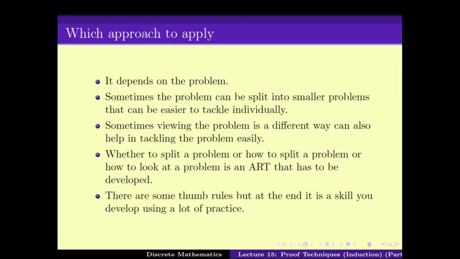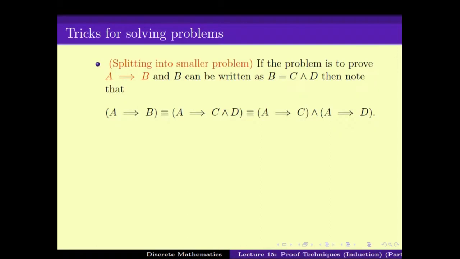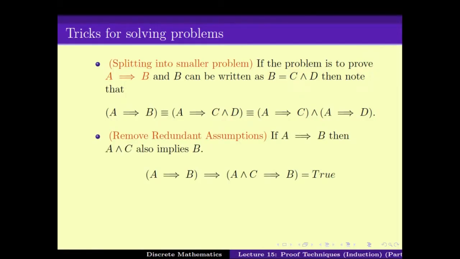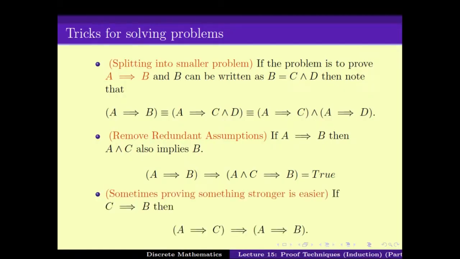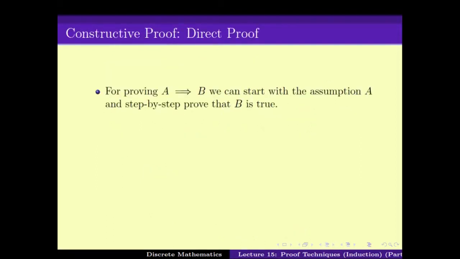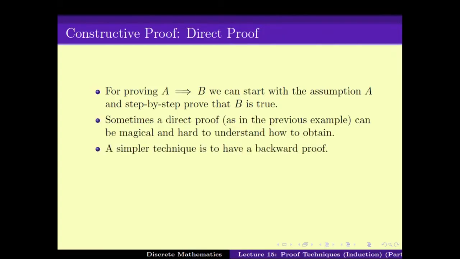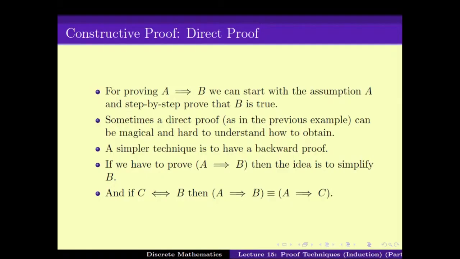Now, to quickly recap whatever things we have done till now, we saw some tricks of how to split the problem into smaller problems, depending on whether the B can be written as C and D, how to remove redundant assumptions, and thirdly, how to see that sometimes proving something harder or stronger can be easier. We also saw some proof techniques, namely we looked at the direct proof technique where one just works with A and then ends up proving B, or one can go backward, meaning you can start simplifying B and slowly get to a situation where A implies C can be easier to prove, where C is equivalent to B, just a simplified form. So we saw a few examples of this.